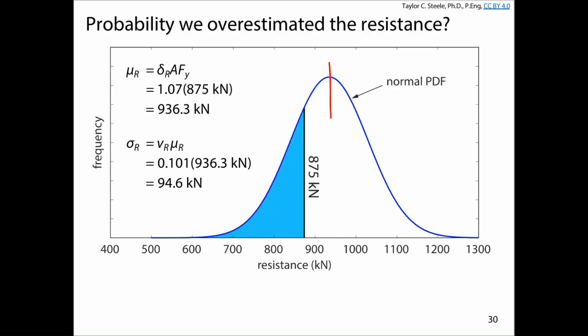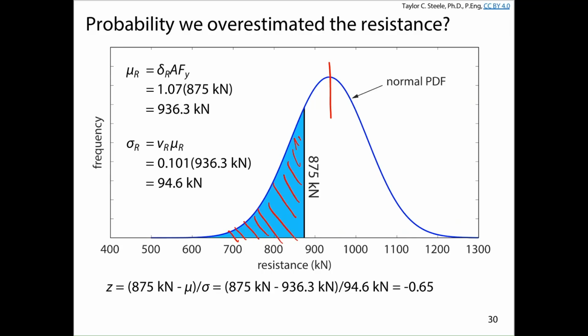So I can calculate the Z score. That's just the estimated value minus the mean, divided by the standard deviation. I get minus 0.65. If I go to a stats textbook or use Excel or MATLAB, the probability that the resistance will be less than what I've estimated is 26.5%. So 1 in 4 times, I'm going to overestimate the strength using AFY, using those statistics.